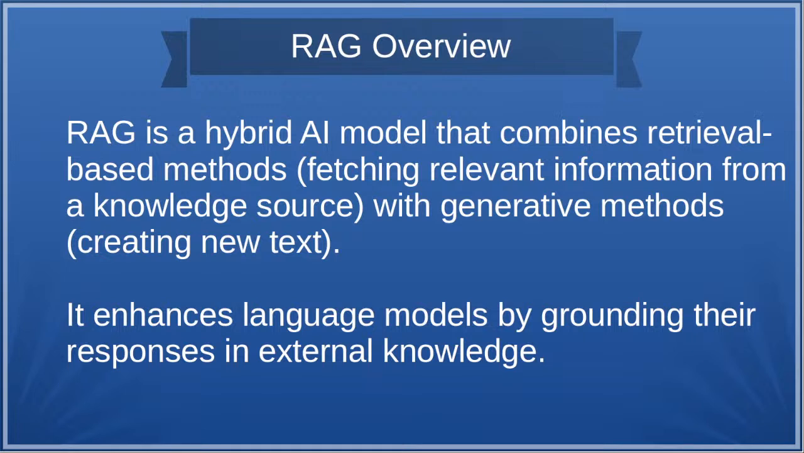So, RAG overview. RAG is a hybrid AI model that combines retrieval-based methods, like fetching relevant information from a knowledge source, with generative methods, that is, creating new text. Let me explain it in detail. The first thing is retrieval-based methods, and the next one is generative methods.